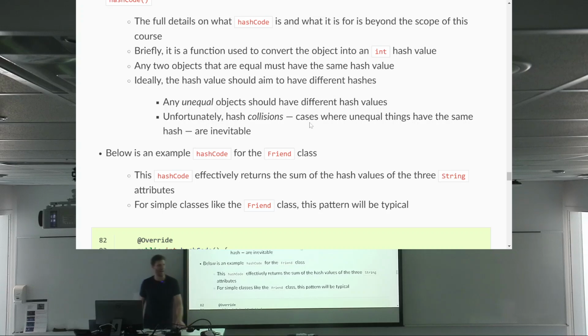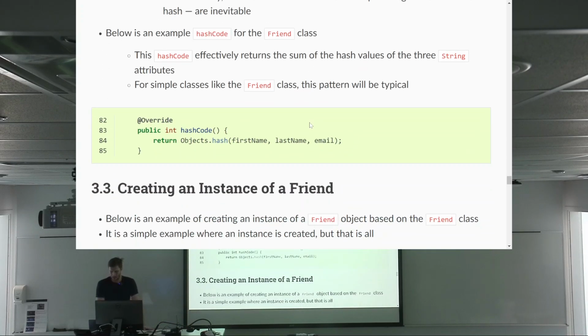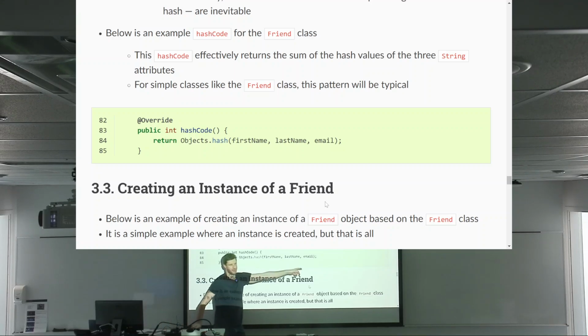Below is an example of a hash code for the Friend class. It effectively returns the sum of the hash codes of all the different parts. For a lot of simple objects, this is what you would write. You would write some variation of this for our objects. This means, okay, get the hash of this plus this plus this. This would be the same as writing Objects.hash of this plus Objects.hash of this. It takes a variable length parameter list, where it just sums up the hash of the individual things. Why? Because that's the way it is in Java.